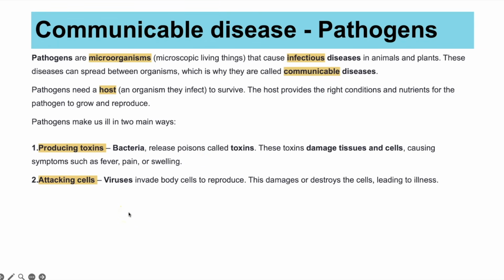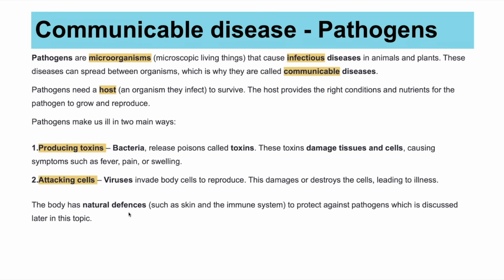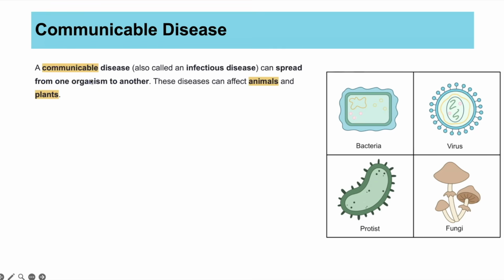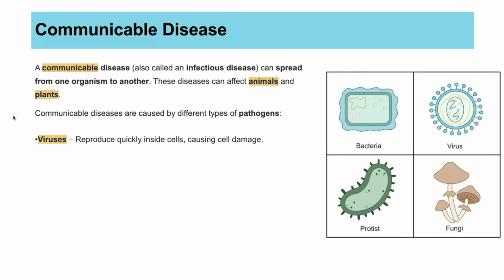The other way that they can cause harm is through attacking your cells. And viruses do this by invading your body cells to reproduce, and then as they reproduce, they damage and destroy your cells, and that can also lead to symptoms and illness. The body does have natural defences, such as your skin and your immune system, to protect against these pathogens, which is what we're going to be going through later in this topic. But first, let's have a look at the pathogens in a bit more detail. So we already said what a communicable disease is, and they're caused by different pathogens. The pathogens that you need to know are viruses, which you can see here in the top right.